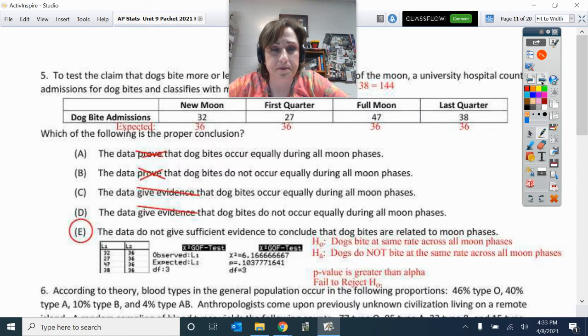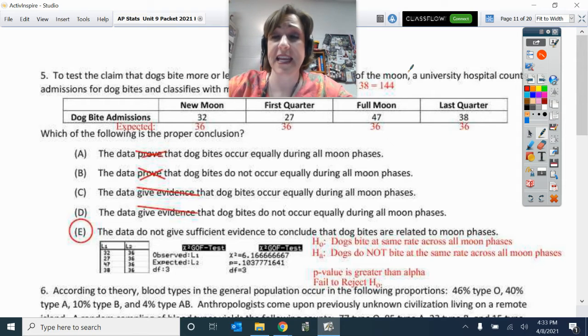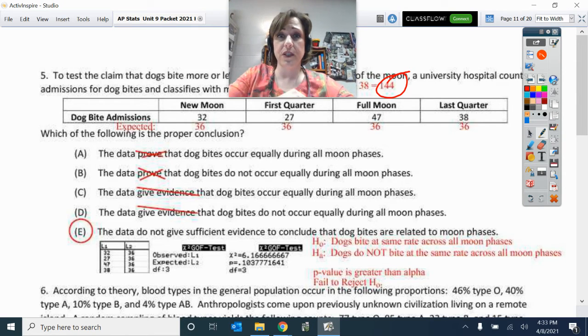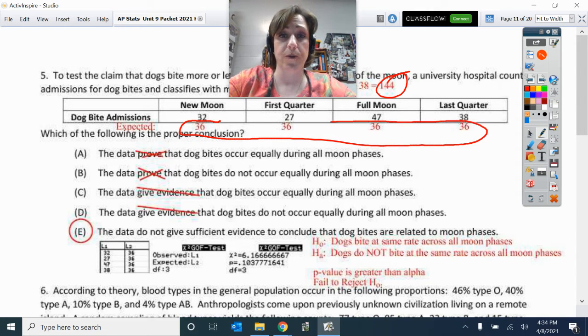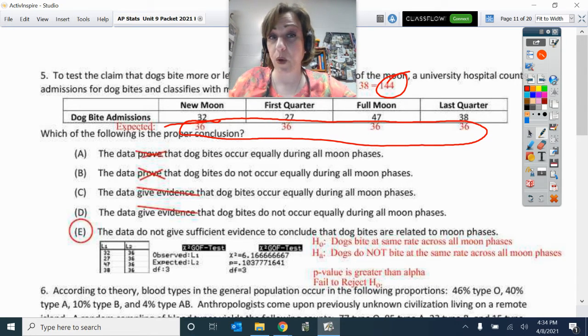Alrighty then, next. Here we had the claims about dog bites, and they were wondering if it's different for the different phases of the moon. If I add all of these up, I can tell that they had 144 pieces of data. So if all the different moon phases had the same rate of dog bites, there would be 36 in each quarter. They would be the same rate, a fourth.